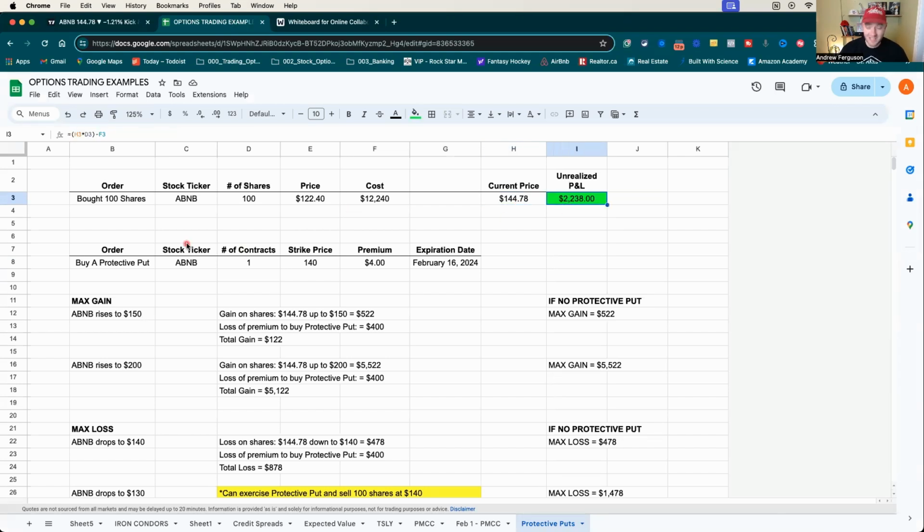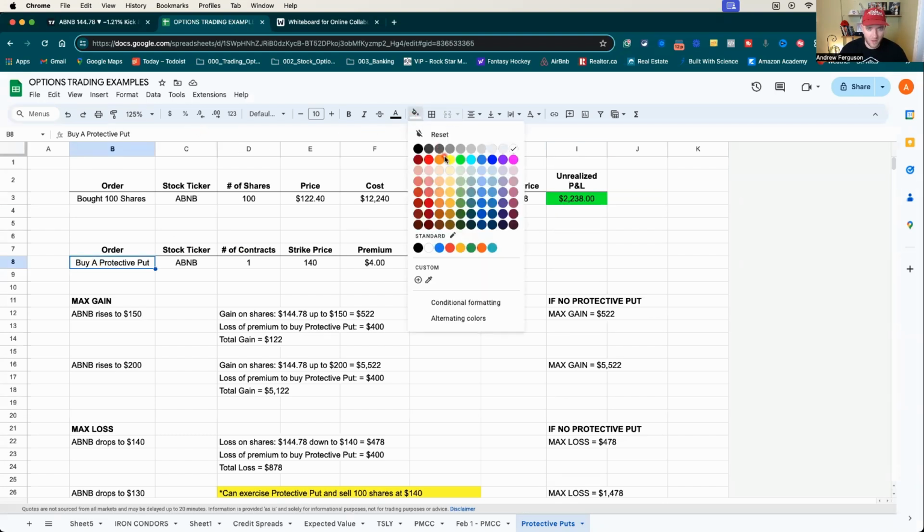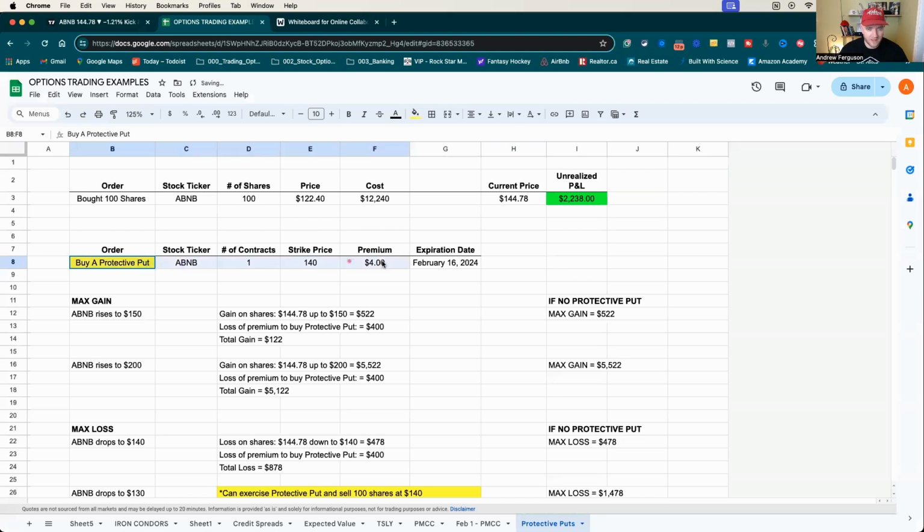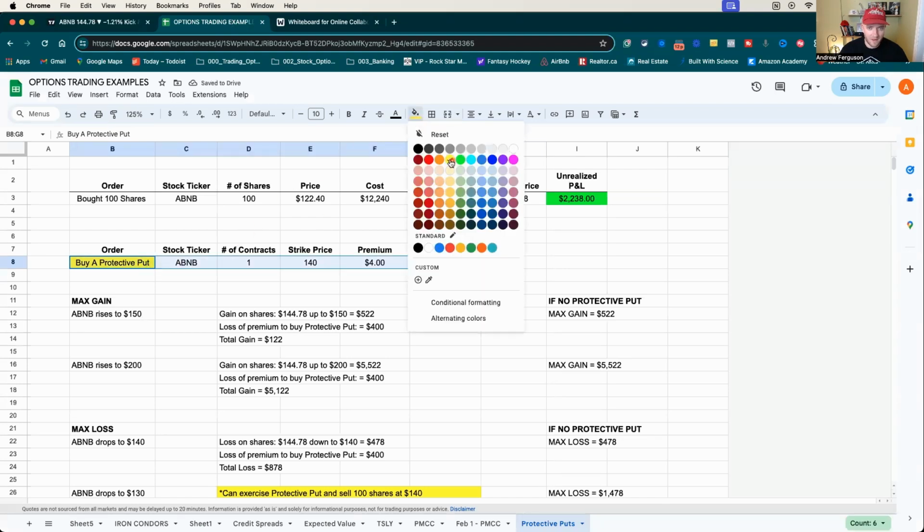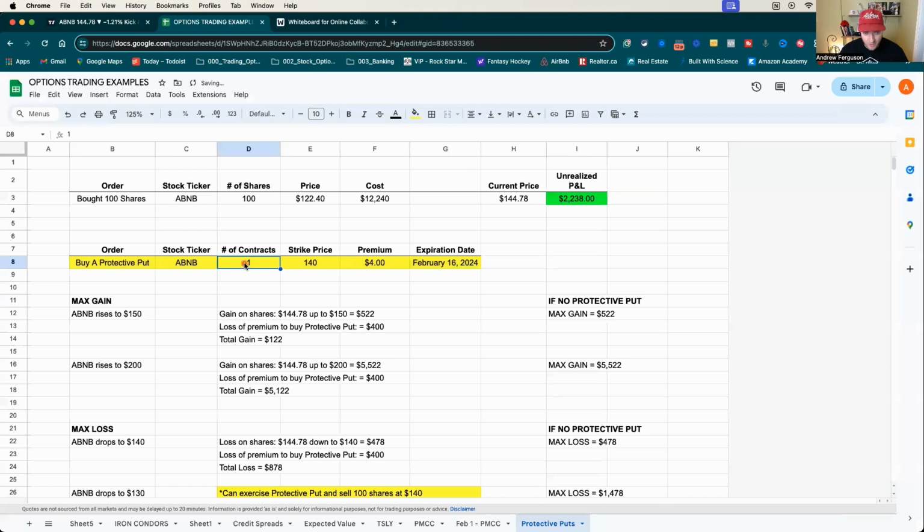Okay. What we just did, we bought a protective put right here. This is what we just went through and did right there. So we have a stock ticker of Airbnb, one contract, which is 100 shares, strike price of 140. We had to pay $4 to do this.